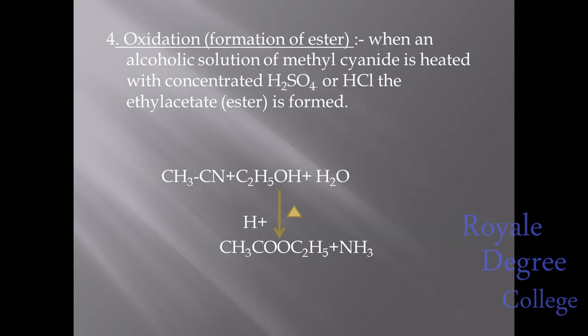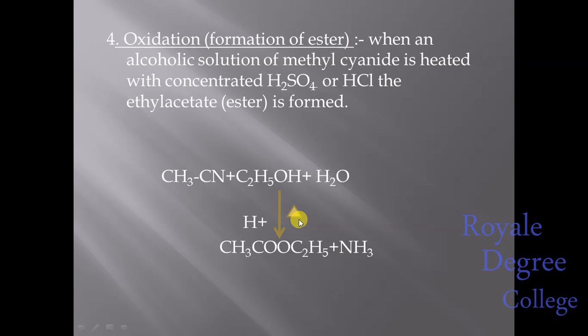Here the formation of ester will take place. When an alcoholic solution of methyl cyanide is heated with concentrated sulfuric acid or hydrochloric acid, ethyl acetate, which is nothing but an ester, is formed. See the reaction here: CH3CN, methyl cyanide. In this we are adding ethyl alcohol, C2H5OH, and we are adding water also. The reaction will take place in acidic medium and we are providing heat.